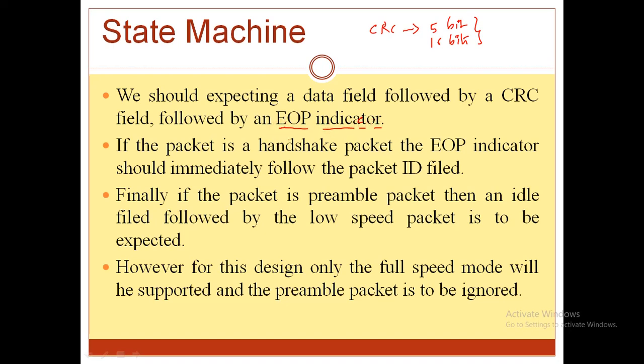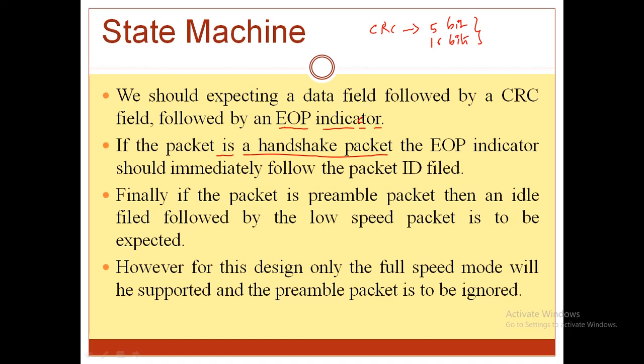Okay, suppose the packet is a handshake packet. Handshake packet means if the information is received by the receiver exactly, the receiver gives some acknowledgement to the sender: okay, I got the data. That kind of packet is generally called a handshake packet. At that time we don't expect any kind of EOP, so immediately it is followed again by the packet ID information.